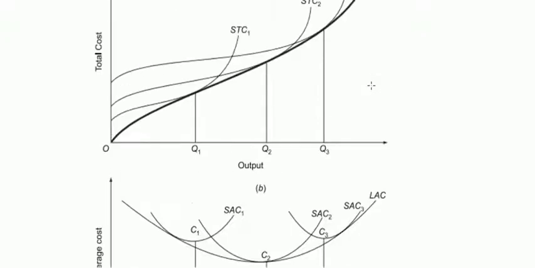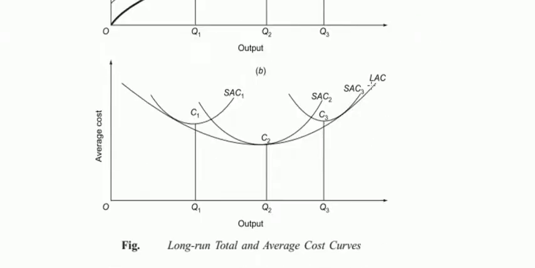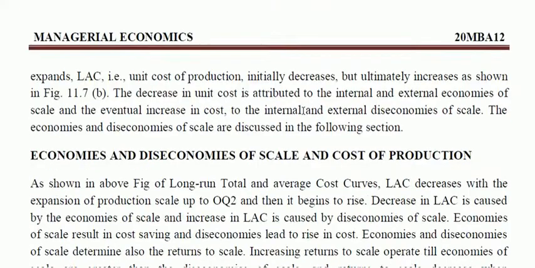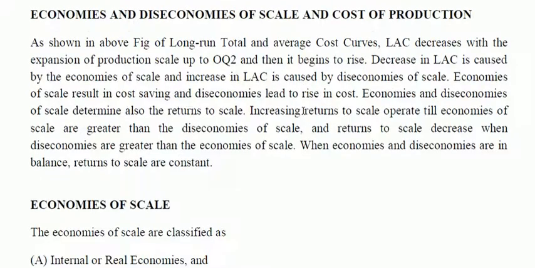Again, you need to go through this. It is kind of important, you need to understand, because for the long run only these two graphs are there, so don't leave this. Then this completes our cost, and I move on to the economies and diseconomies of scale and cost of production.